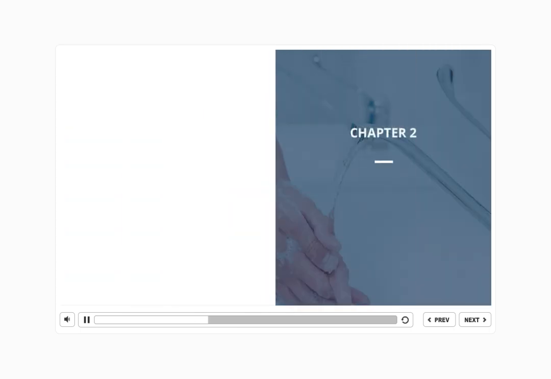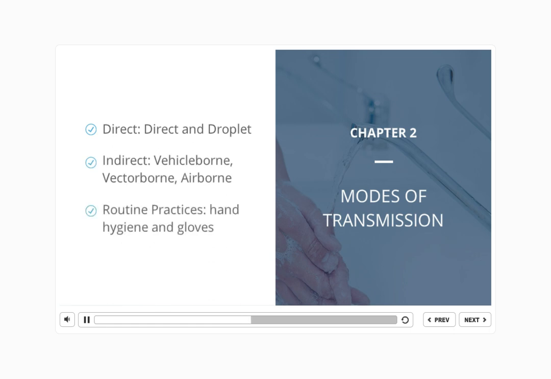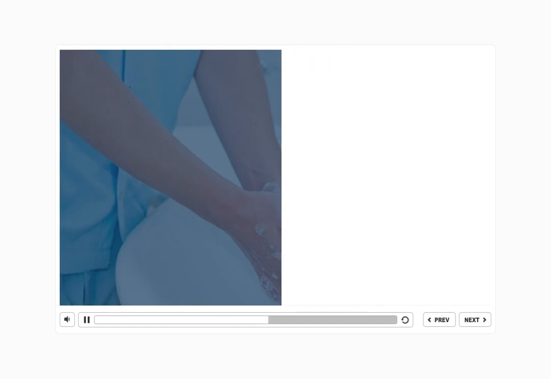Chapter 2 will review how disease-causing microorganisms are spread. By knowing that, you will then know what infection control practices to use and when, such as the routine practices of hand hygiene and gloves. See, it gets easier as we go.